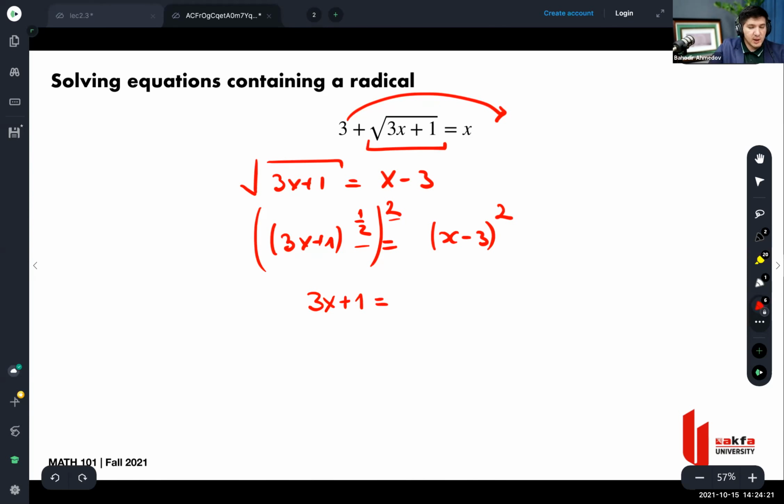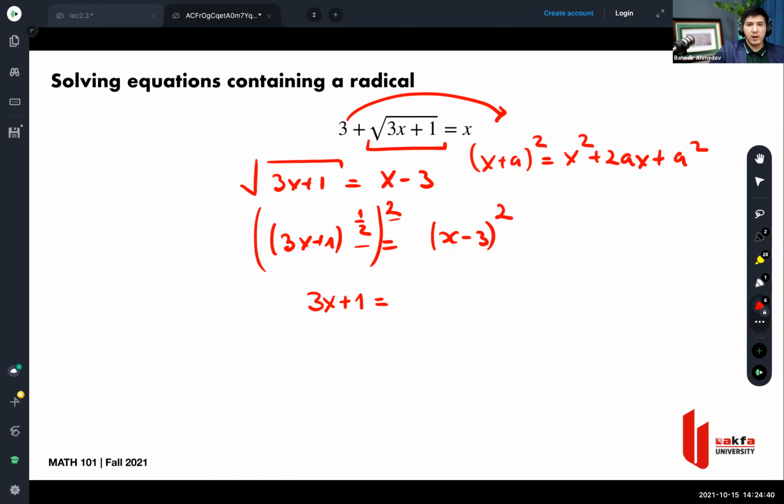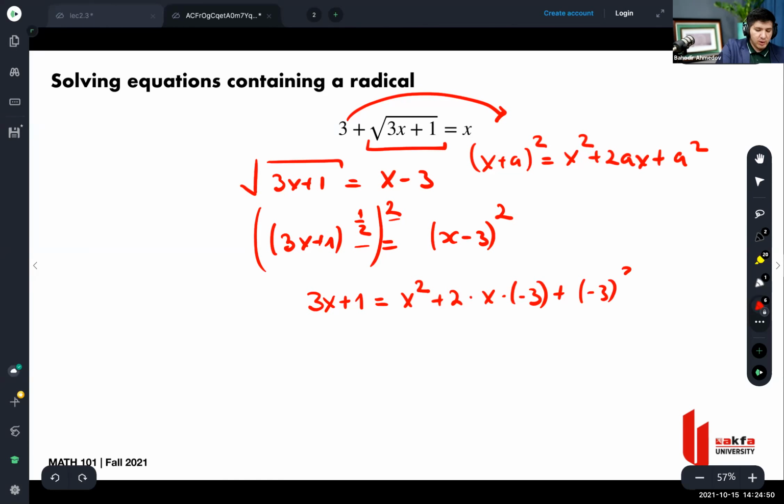On the right-hand side, we are going to use a formula. Do you remember this formula? (x plus a) squared equals x squared plus 2ax plus a squared. We are simply going to use it. It's going to be x squared plus 2 times x times minus 3 plus (minus 3) squared. So it's going to be 3x plus 1 is equal to x squared plus 6x plus 9.